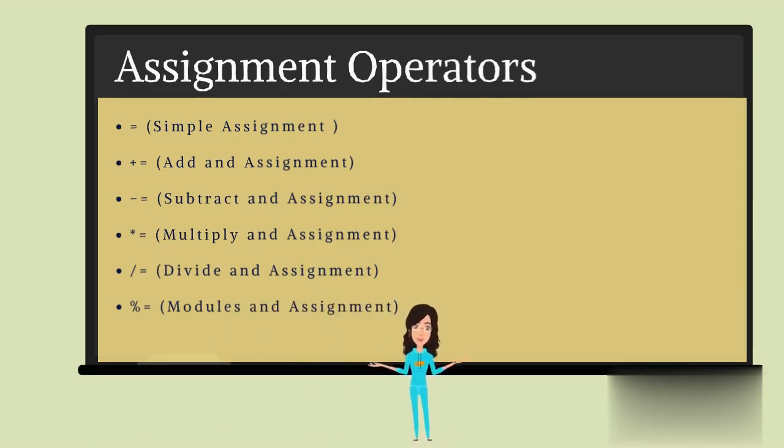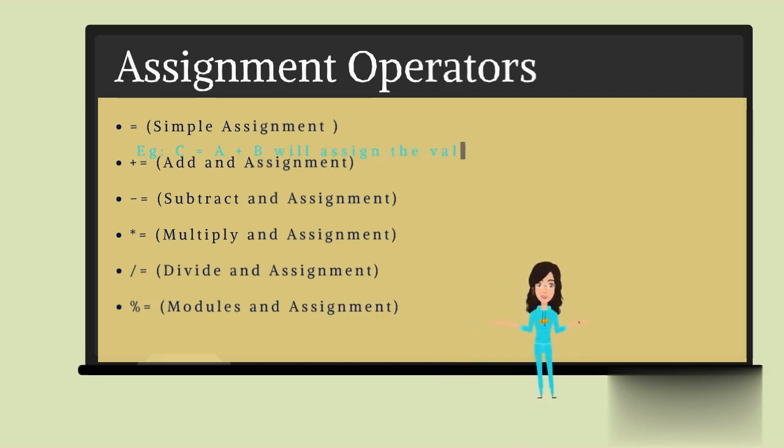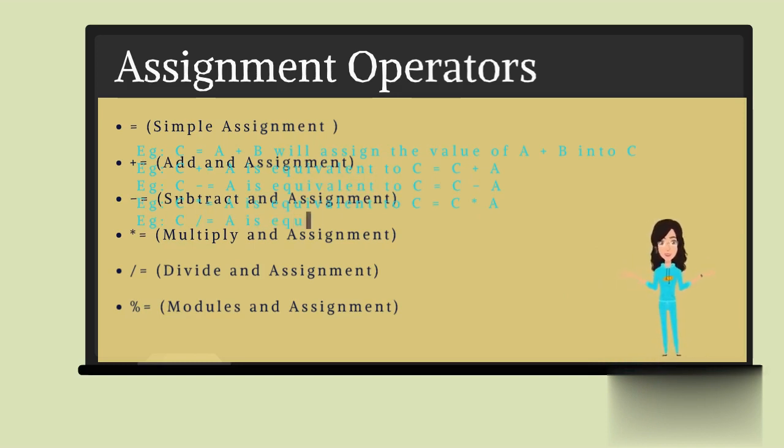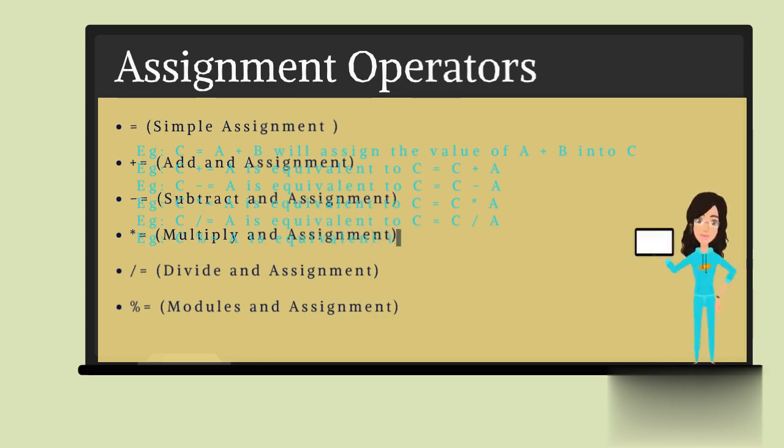So equals is used to assign the values. Plus equals is used to sum up the left and right operands and assign the result to the left operand. Minus equals subtracts the right operand value from the left operand value and assigns the result to the left operand. Multiply equals multiplies the left and right operand values and assigns the result to the left operand. And then divide equals is used to divide the left operand value by the right operand value and assign the result to the left operand.